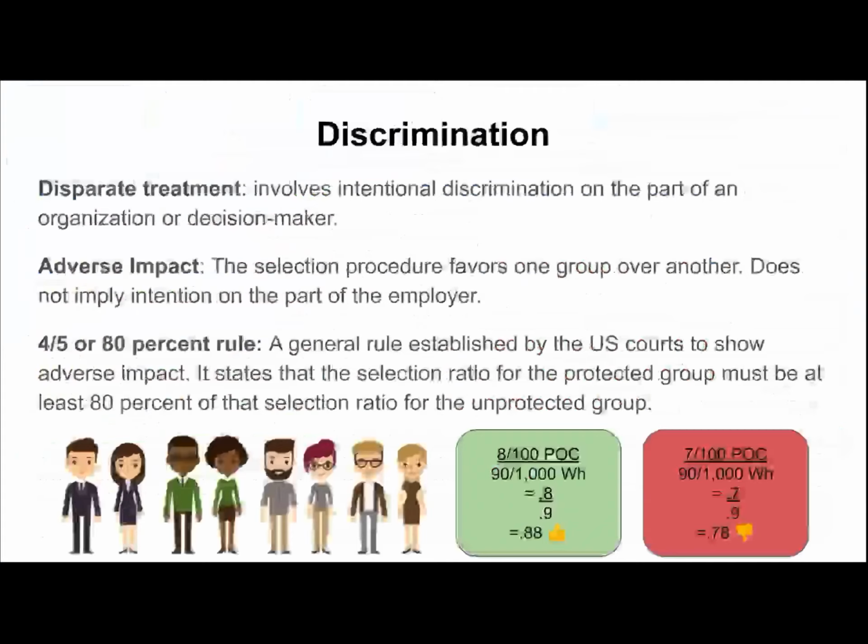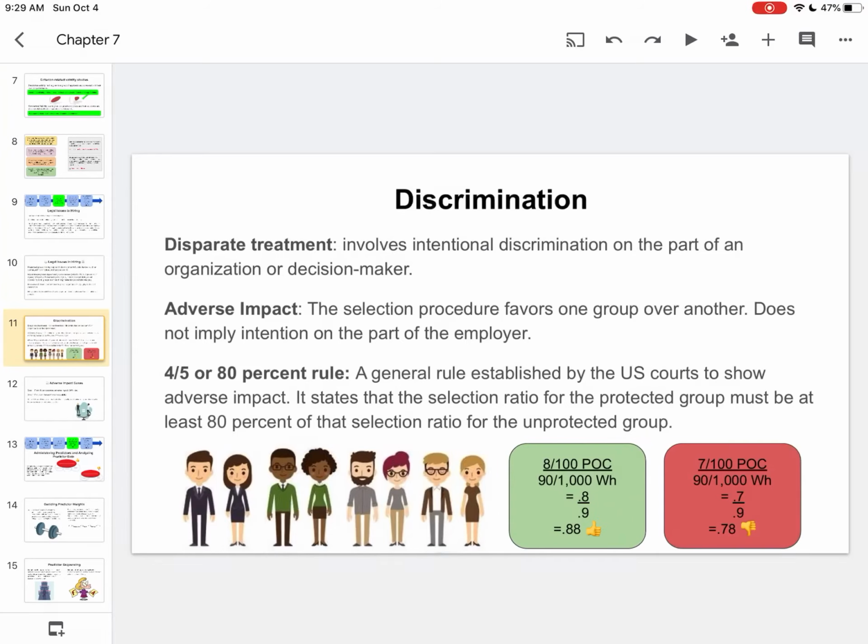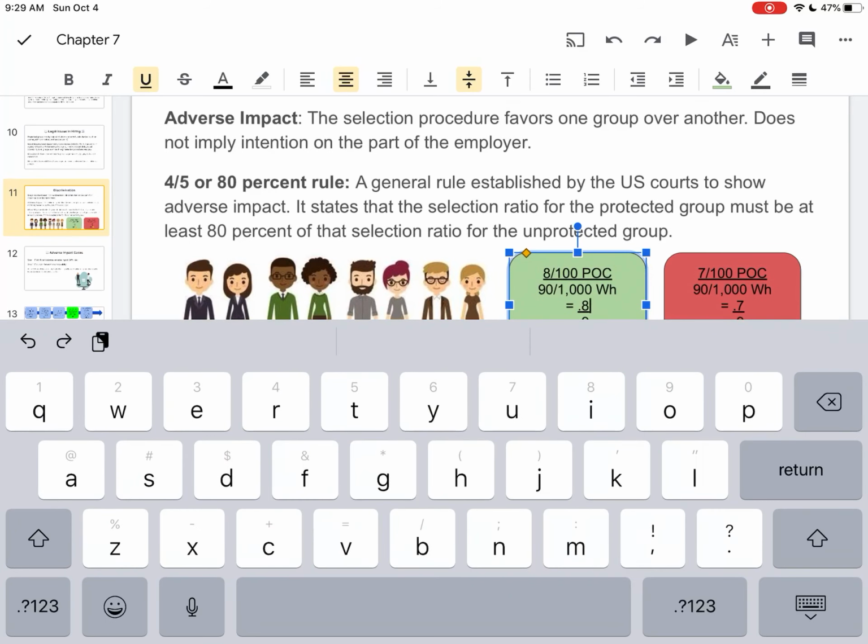It's called disparate treatment. We're going to discuss, however, in more detail, something called adverse impact, which is not intentional on the part of the employer. It's where the actual selection procedure itself favors one group over another. And at the bottom of this page, we'll do a little bit of math, although I do notice that I made a little error. Let me change that real quick. It'll be a lot easier to deal with.